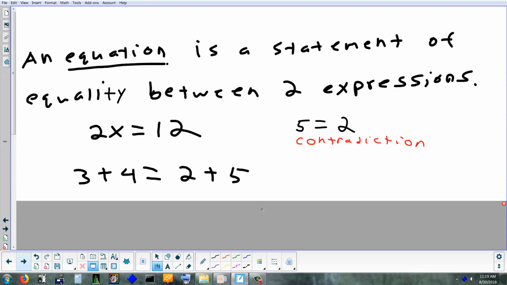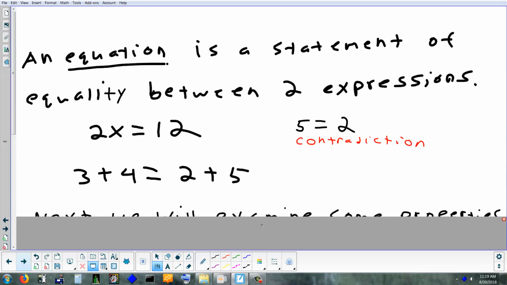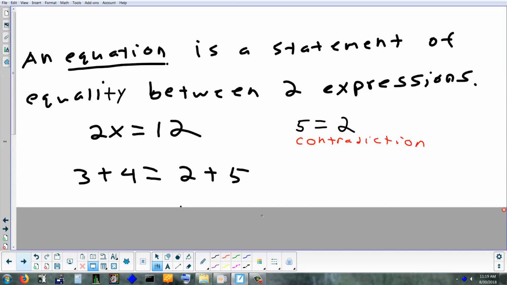So a contradiction is an equation that is never true. And sometimes when we solve equations, we end up with something just like that, which means there is no solution to it. Maybe you started with 2x plus 5 equals 2x plus 2. The 2x would cancel from each side, and all you'd end up with is that. How about this one? 3 plus 4 equals 2 plus 5.